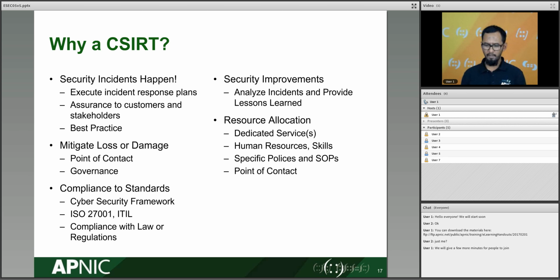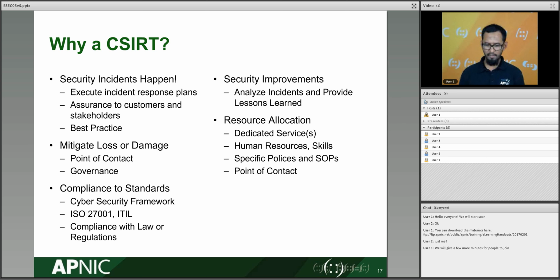Another reason why organizations have CSIRTs today is that it is required as a compliance requirement. They are implementing some kind of standards, such as ISO 27001, ITIL, or it is a requirement by the regulators that you must have these capabilities. You must have an incident response team specializing to deal with security incidents in the organization.